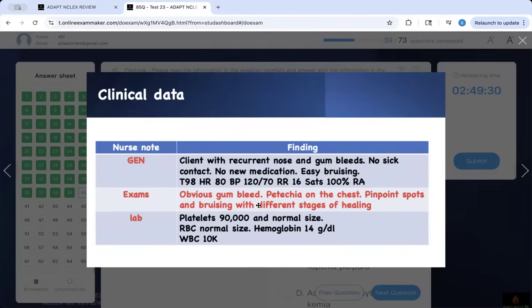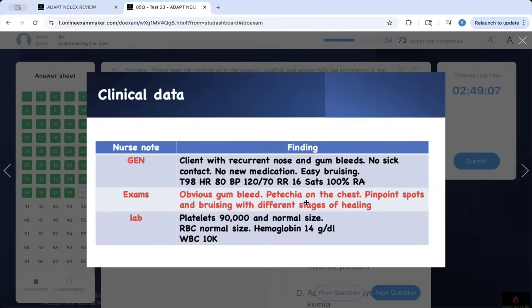That's the bad way. Anybody who bleeds and is recurrent, think about something wrong with their clotting factors or platelets. There's no sick contact, which means they did not get exposed to any sickness. They're not taking any medication, so it's not due to medication. It just happened. Easy bruising, whenever you see that, that's a platelet problem. Vitals normal. Bleeding gum, a platelet problem. Petechiae, platelet problem.